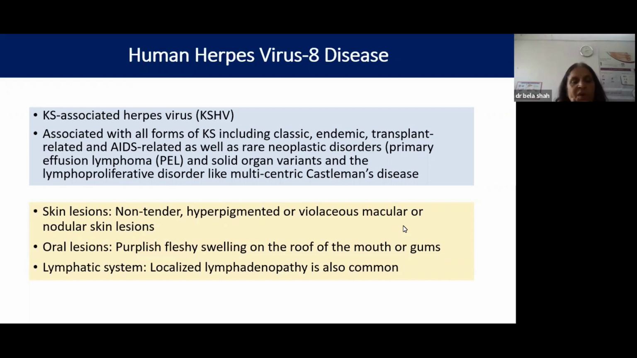As I mentioned, in the oral cavity what we see will be purplish, fleshy swellings, in the buccal cavity, even on the roof. We should not forget that this can also involve the respiratory system as well as the GI tract. Of course, there can be lymphadenopathy, and among the more difficult diagnoses, it can cause primary effusion lymphoma as well as Castleman's disease.